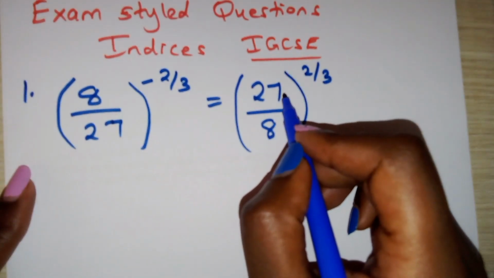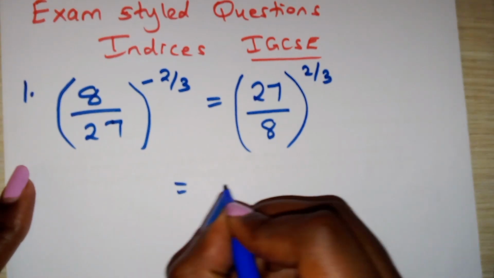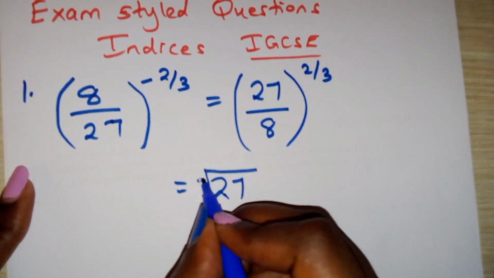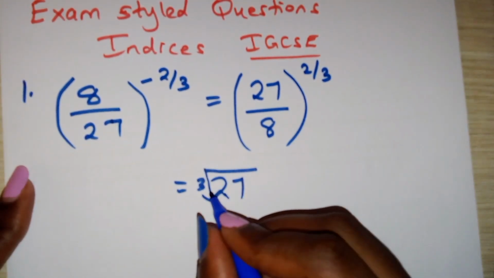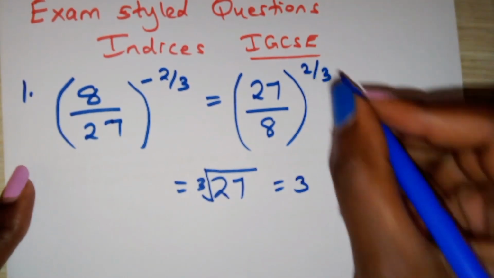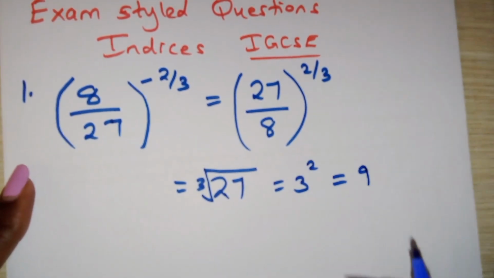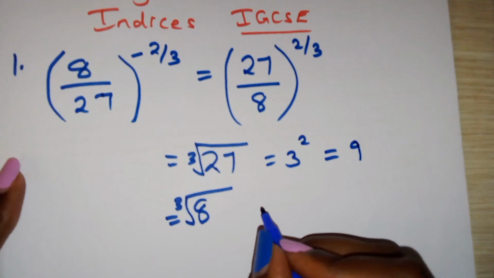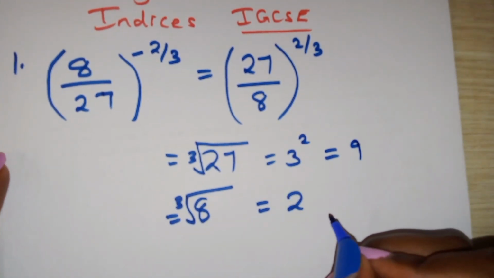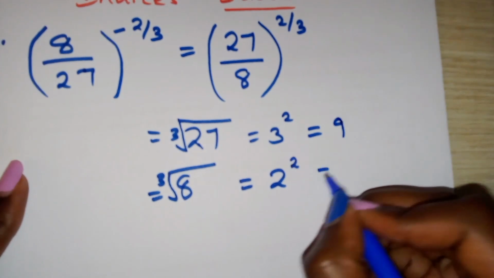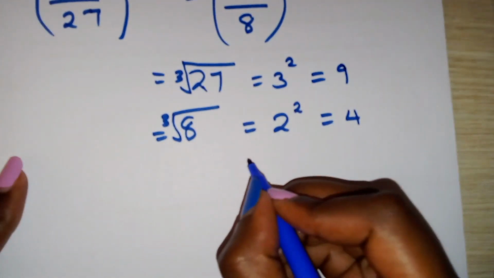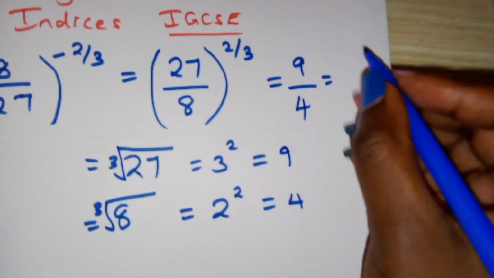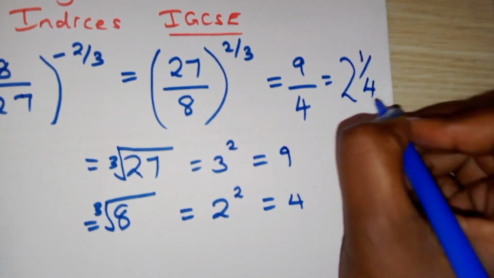From there, we're going to do 27 and 8 separately. The denominator is the root, sorry. So the cube root of 27 is 3, and then power 2, that would be 9. Then for 8, we do the same thing. The cube root of 8 is 2, because 2 times 2 is 4, and 4 times 2 is 8. So 2 squared is 4. Therefore, the answer will be 9/4, which is the same as 2 and 1/4.